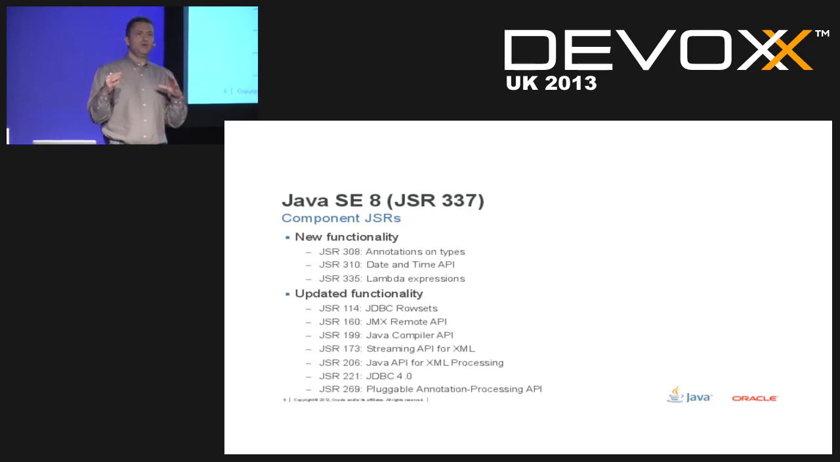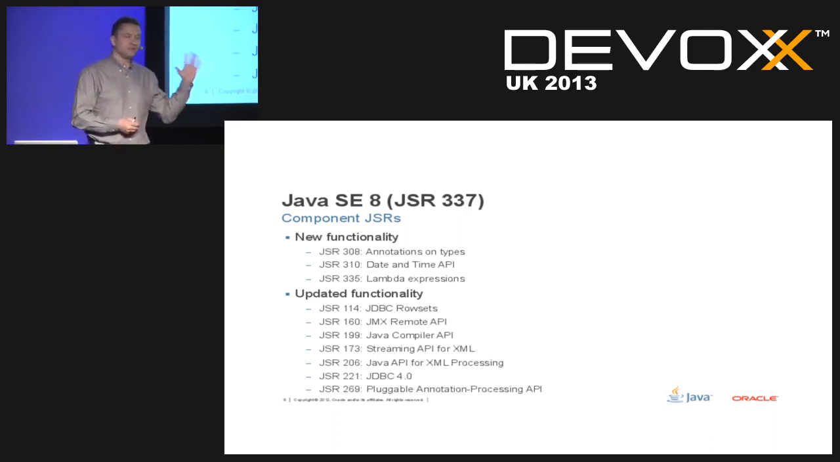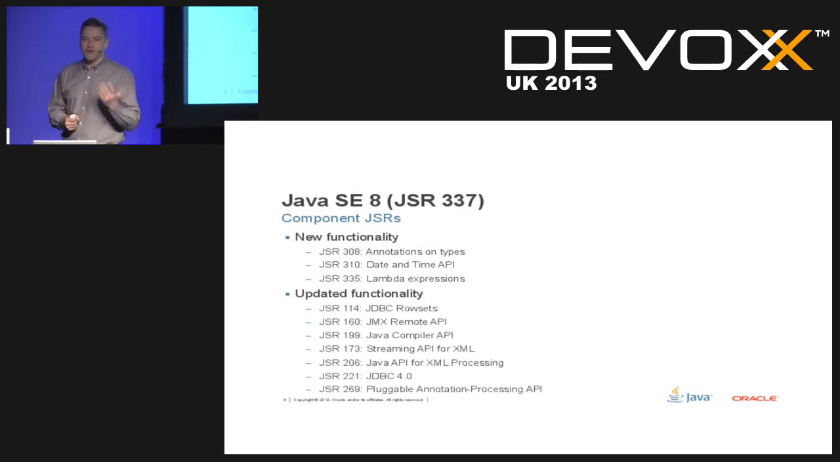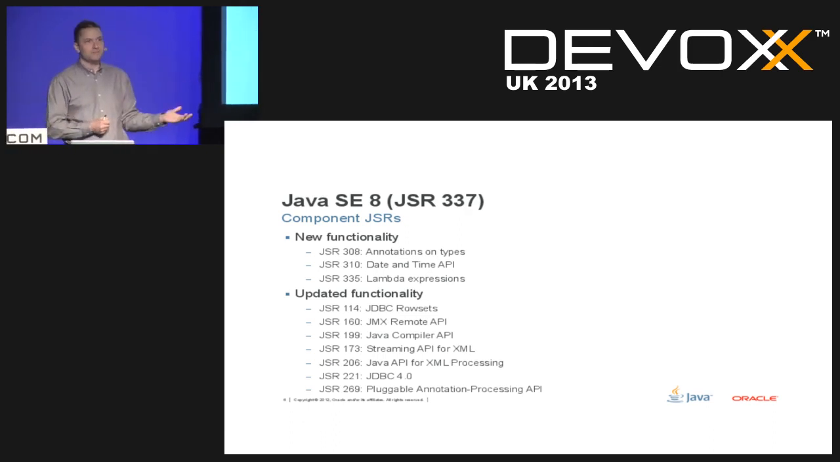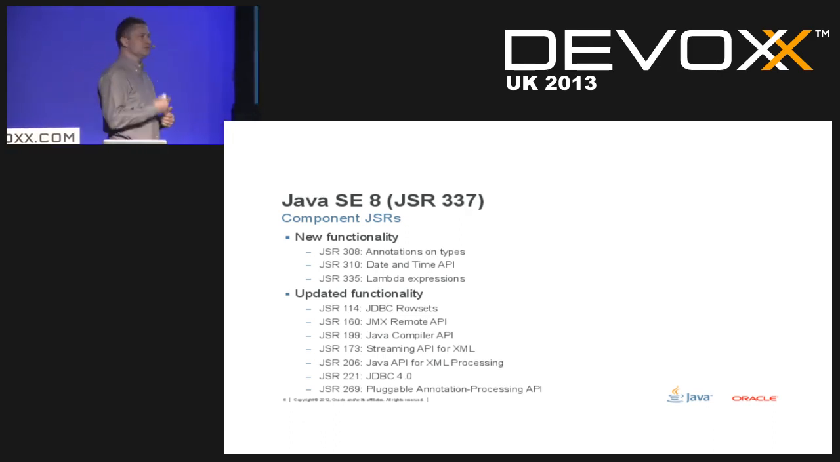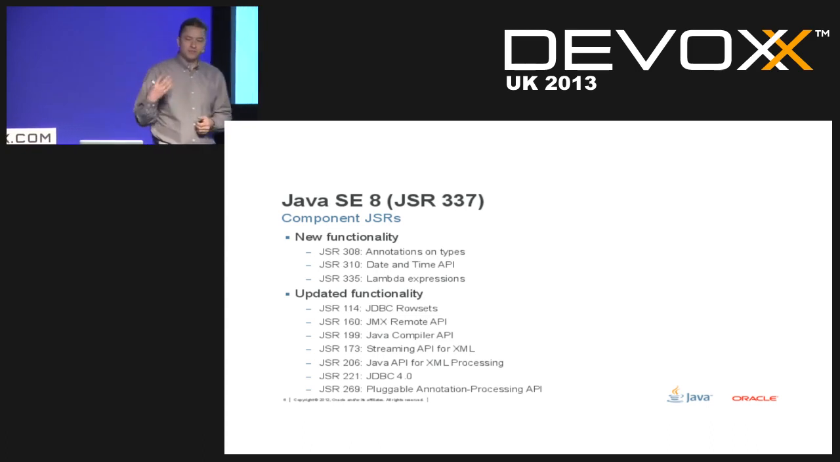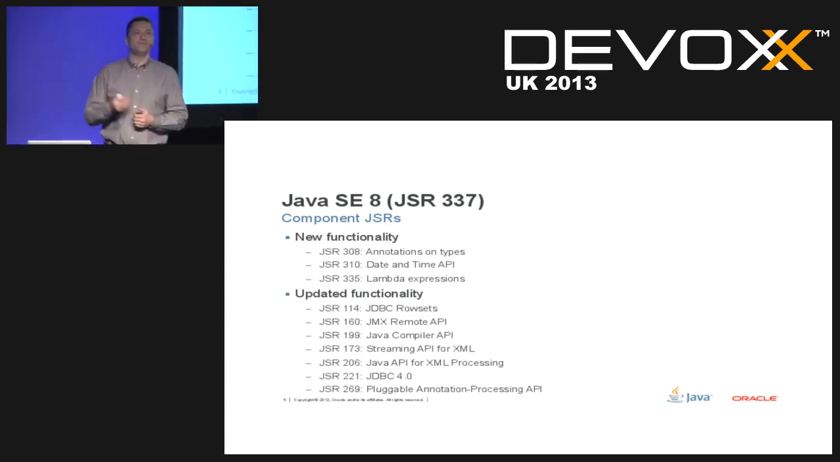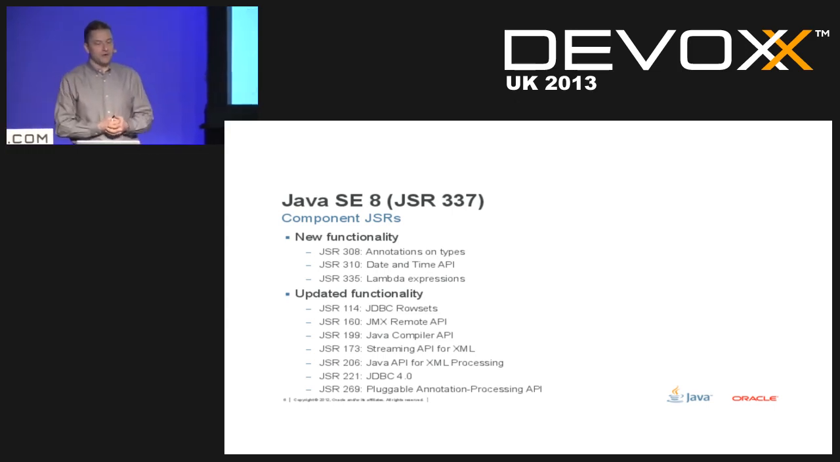From a new functionality side of things, there are three key JSRs. There's 308, which is about annotations on types. There's 310, which is the date and time API. And then there's the really big one, which is 335 for Lambda expressions. As I say, we'll talk more about this as we go through.